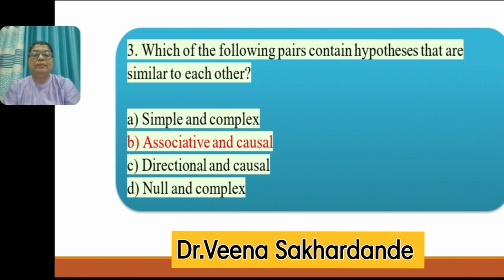Next MCQ: which of the following pairs contain hypotheses that are similar to each other? The options are simple and complex, associative and causal, directional and causal, and null and complex. So here we need to concern ourselves with the pair containing hypotheses. That means associative and causal. Associative, associated with something. Associative and causal is the correct answer for this MCQ.